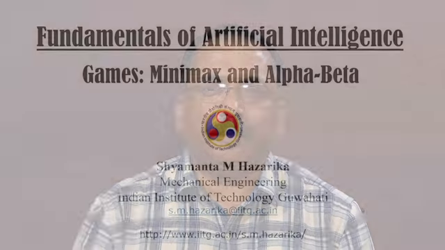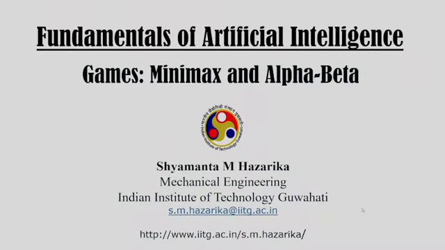Welcome to Fundamentals of Artificial Intelligence. Today we will look at the Minimax algorithm and alpha beta pruning. The Minimax algorithm is used to extract the best first move in a game tree. Alpha beta is a layering on top of Minimax that drastically reduces the search space. We will first look at Minimax and see how alpha beta pruning is applied to reduce search space.